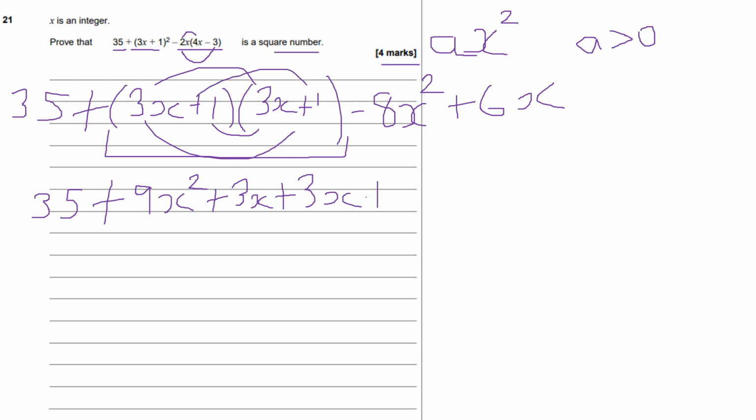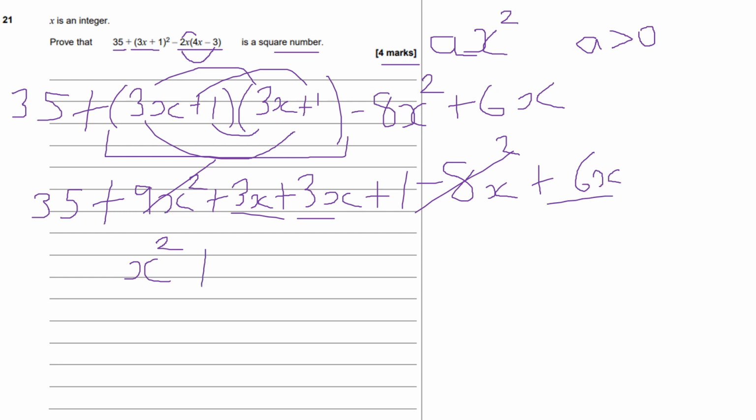So simplifying this, guys, by collecting like terms. What am I going to get? Well, I've got 9x squared minus 8x squared, so that's going to go to just x squared. I've got 3x plus 3x, which is 6x, plus another 6x, so that's going to be 12x. And then I've got 35 plus 1, which is going to be 36.